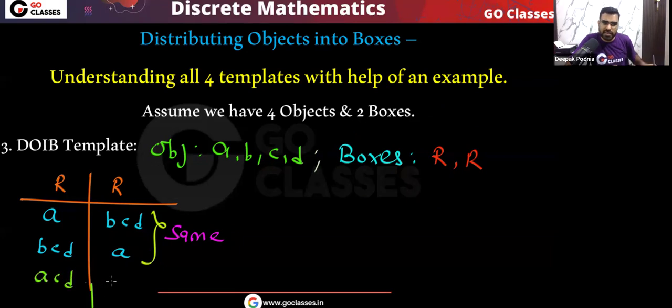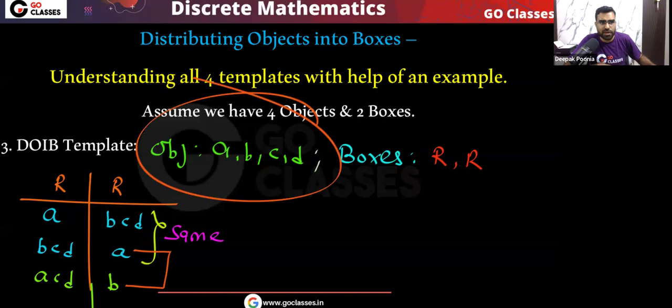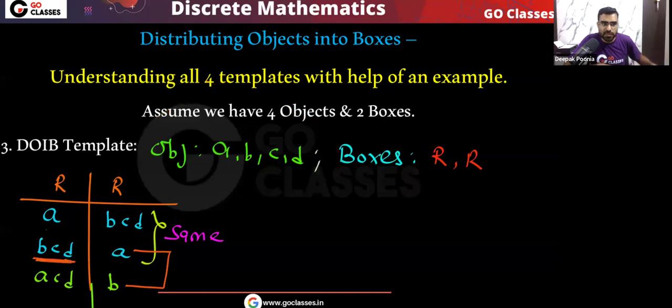But remember, if I put ACD here and B here, these two are different or not? Let me know. Simple question, just use your intuition and tell me, these two distributions, are they different or not? Yes, they are different, because the objects are different. Here BCD, these people are together, and in this distribution, ACD are together.